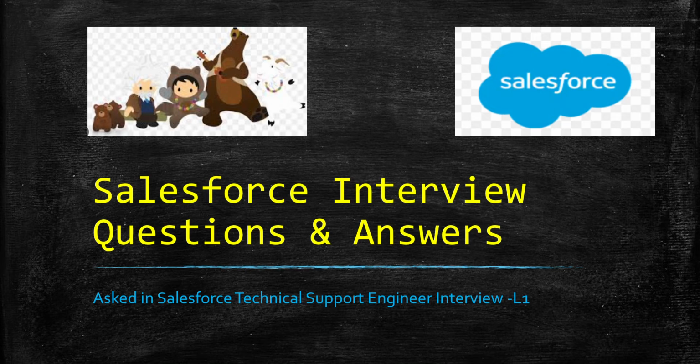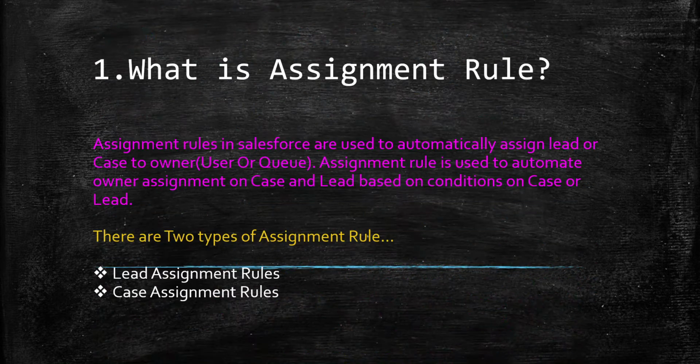So first question is, what is an assignment rule? Assignment rules in Salesforce are used to automatically assign a lead or case to an owner, that is a user or queue. An assignment rule is used to automate owner assignment for cases and leads based on conditions. There are two types of assignment rules. First is lead assignment rule and second is case assignment rule.